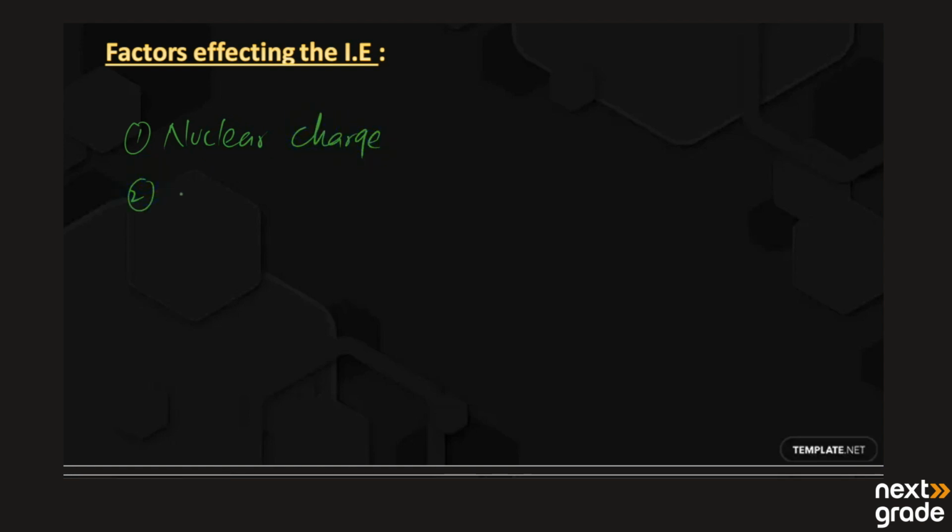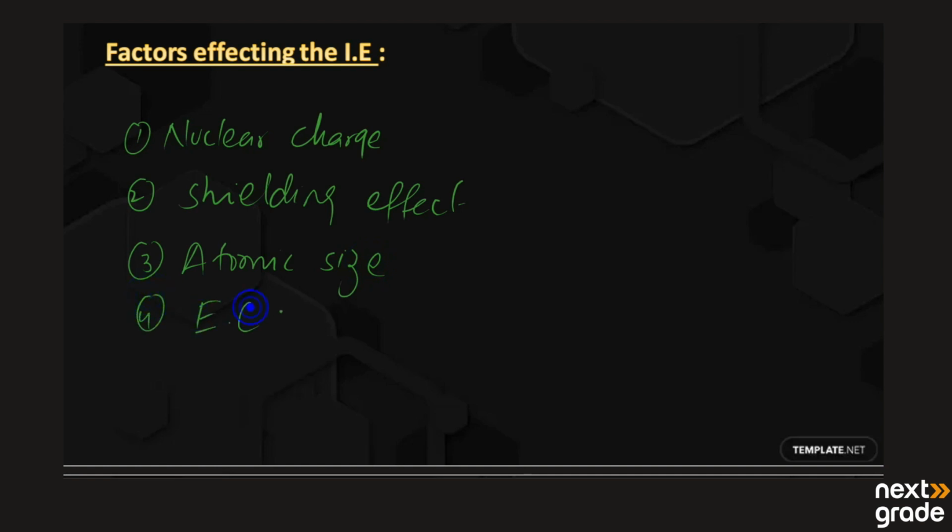Second, we have shielding effect. We have atomic size, and the fourth one we have electronic configuration. So these four factors affect the ionization energy.